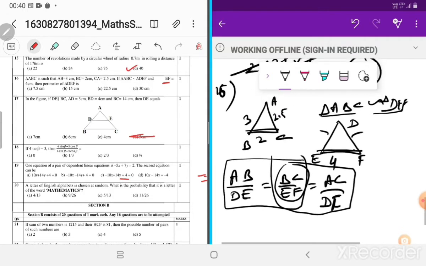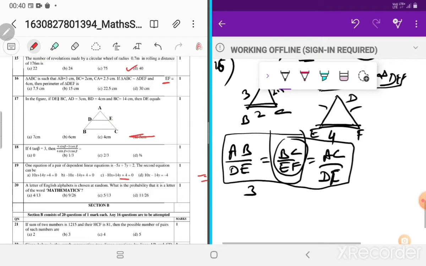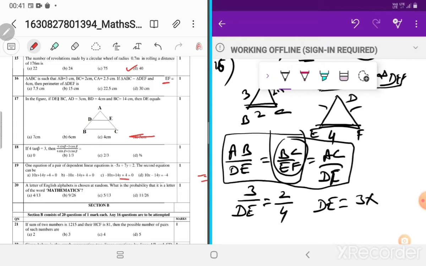AB upon DE. AB is what? 3. DE I don't know. So we'll write it here as it is. BC I know 2. EF I know 4. Okay. So what about DE then? DE is what? This DE will go up, and 2 and 4. 3 into 4 by 2.